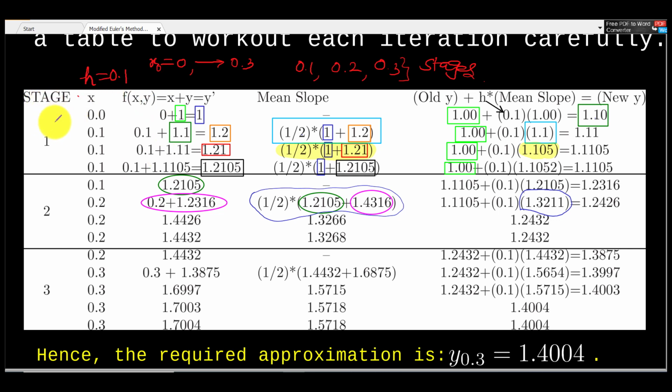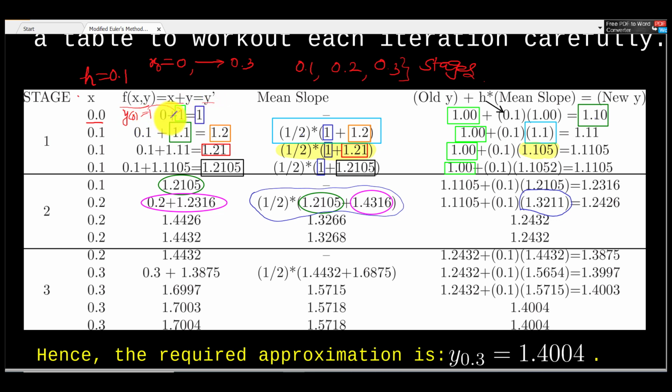So stage number 1, x is equal to 0.0. Obviously this is the starting point. I am just writing here 0 as 0.0. So f of x y equal to x plus y is equal to y dash. Now what is x? x is 0. What is y? y at 0 is equal to 1. This is given to me. y at 0 equal to 1. So I am using this one here, which is equal to 1 obviously.